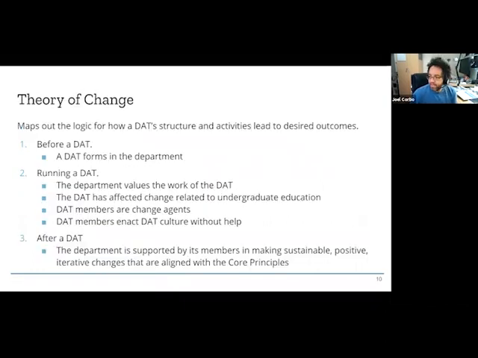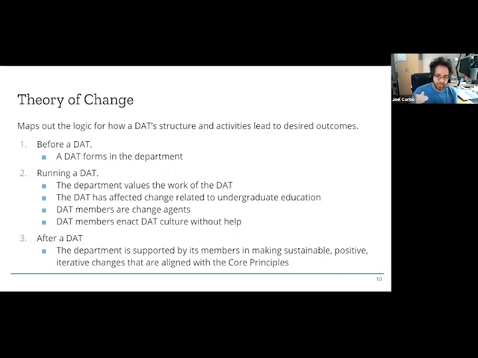And then on the last slide of this section, I'm very briefly sketching out a bit of our theory of change. We have a pretty complex, or I would say extensive, theory of change that describes what outcomes of DATs we're trying to achieve, and how logically we think that happens. In brief, though, it's divided into 3 sections: one about before the DAT forms, one about when the DAT is running, and one after the DAT.